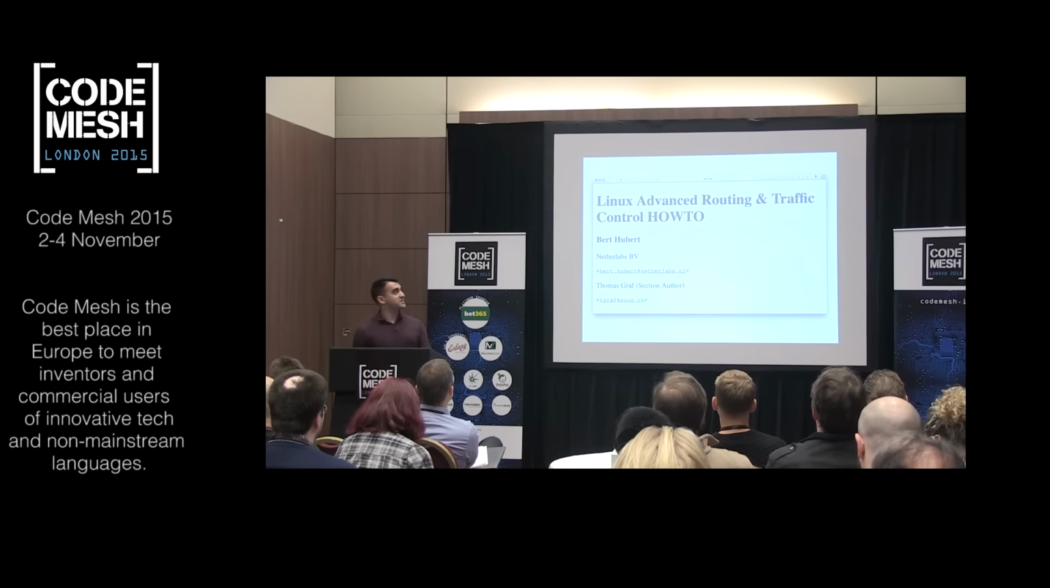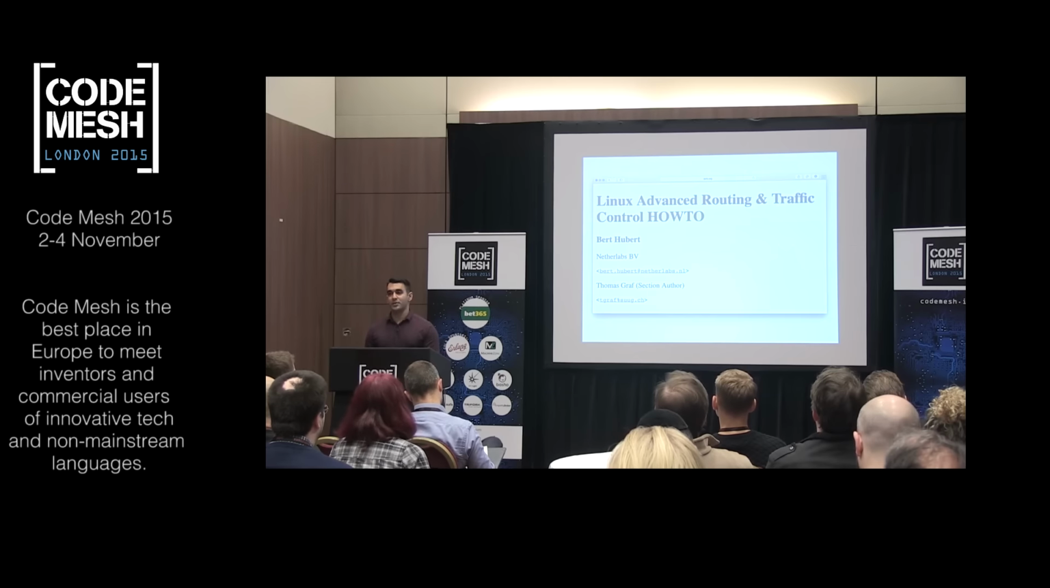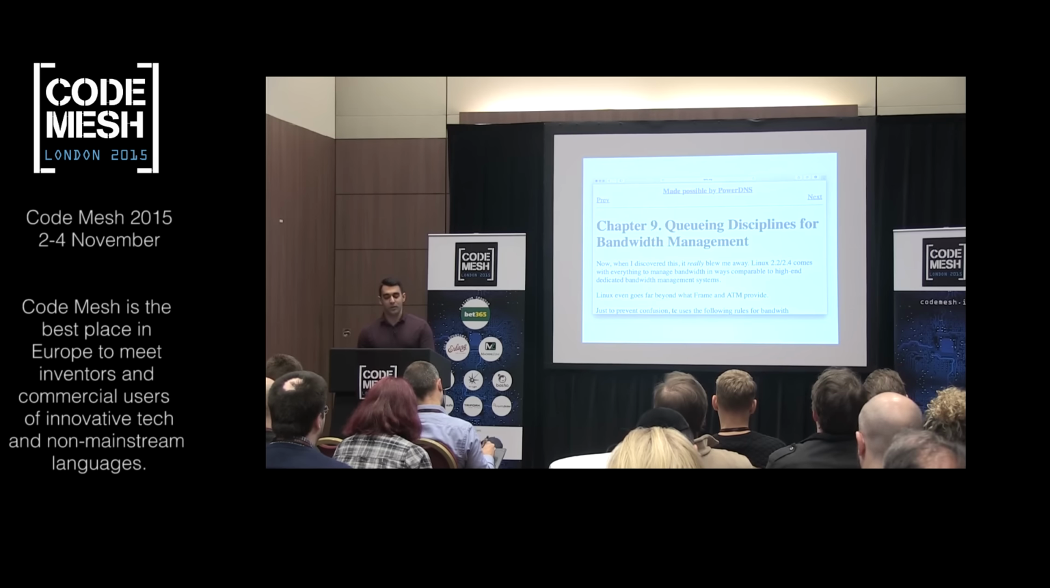So if you've not come across this, it's somewhat out of date in certain areas, but the Linux Advanced Routing and Traffic Control how-to exists at lartc.org, and it's just an excellent online manual. If you want to know more about how Linux networking works, it's probably a really accessible read as a website. In there, I want to pick up on chapter 9, where it goes into queuing disciplines for bandwidth management.